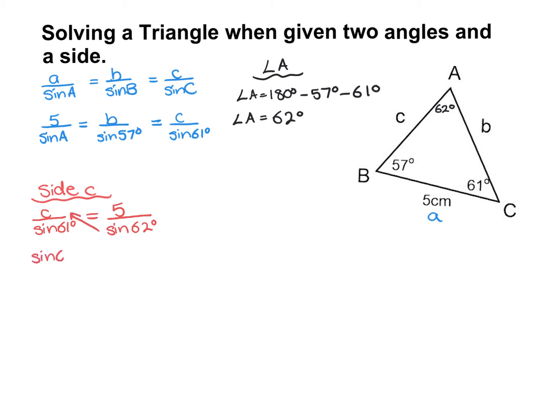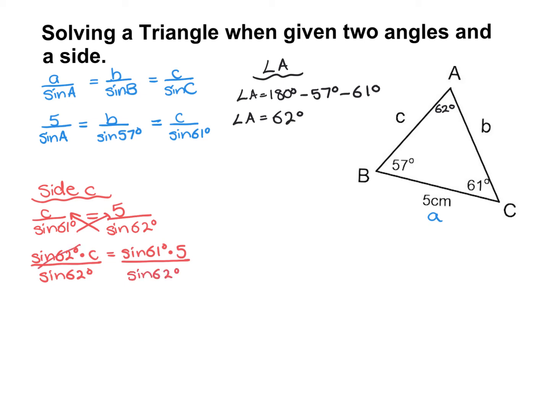So sine of 62 degrees times C on one side equals sine of 61 degrees times 5 on the other side. Now I want to isolate the variable, meaning the C, so I'm going to have to divide this side by sine of 62 degrees, and I'm going to divide the other side also by sine of 62 degrees.